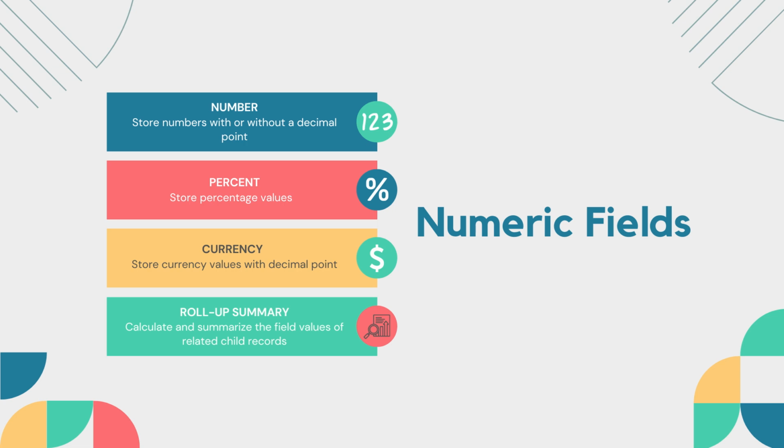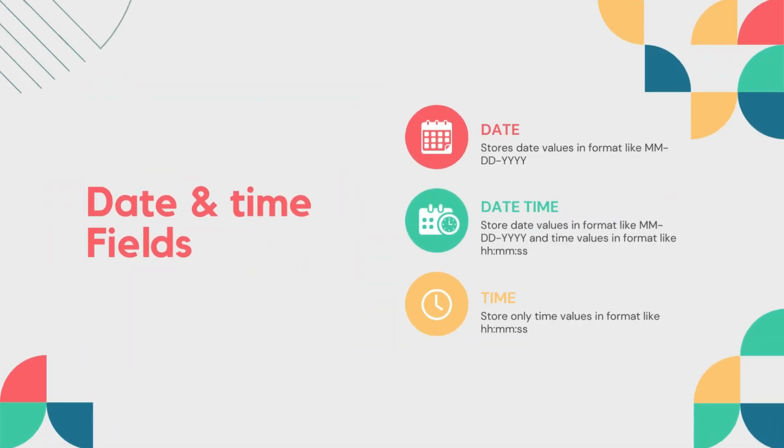Numeric fields. Numeric types contain these 4 individual field types. Number is used to store numbers with or without a decimal point. Percent allows us to store percentage values. Currency is used to store currency values. Roll-up summary. This field type calculates values from related child records, allowing us to summarize the child object data. Note that this field is available only on the master objects, which refer to the fields or records of the detail objects.